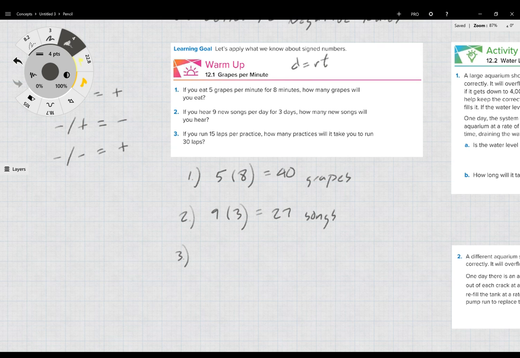If you run 15 laps per practice, how many practices will it take you to run 30 laps? Okay, so you're given the total amount, right? So you're given 30 laps, which is essentially the distance, equals our rate, 15 laps per practice. And how many practices will it take? So I'm looking for the time. So to solve for the time, it's the distance divided by your rate. And so 30 divided by 15 equals 2 days.